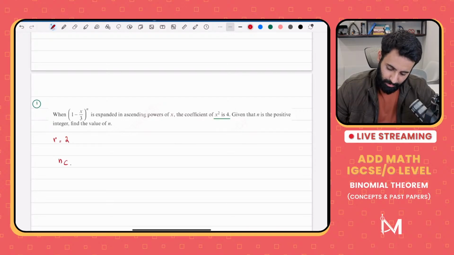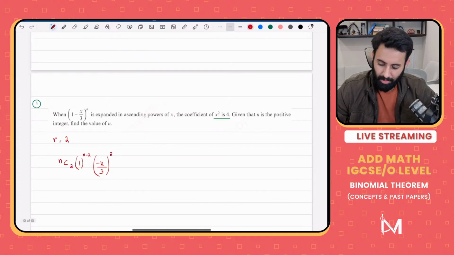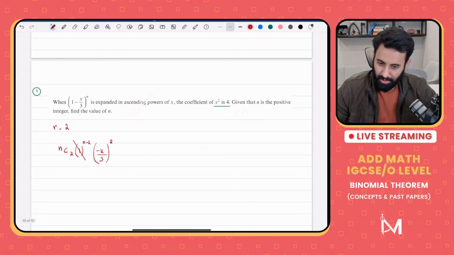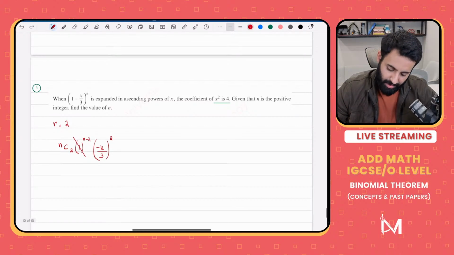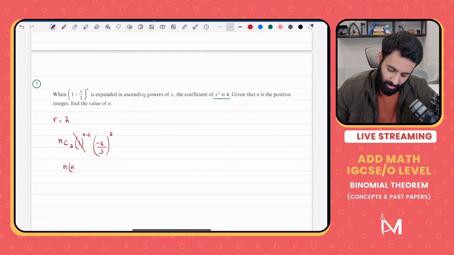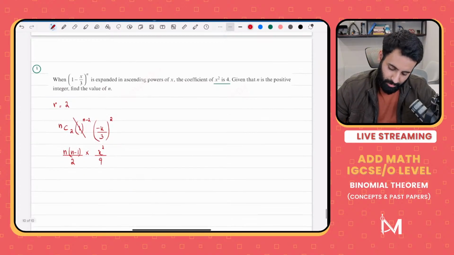So NC2, 1 raised to the power n minus 2, minus x upon 3 raised to the power of 2. Okay, now as far as 1 raised to the power n minus 2 is concerned, we can ignore it because no matter what 1 is raised to, it won't make a difference. But as far as NC2 is concerned, that's going to be n into n minus 1 divided by 2 factorial into x squared upon 9. Okay, so what do we have? We have n into n minus 1 upon 18 x squared.